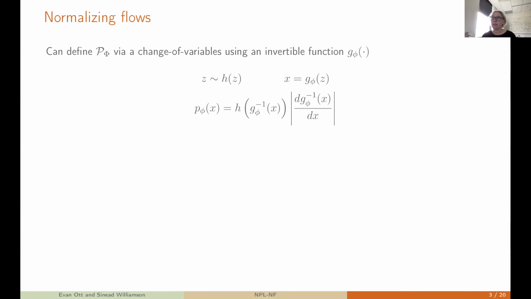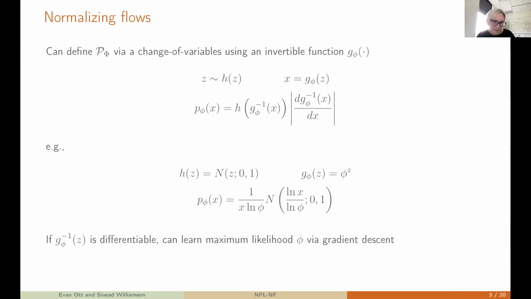Okay. And if I've picked g sub phi to be invertible and differentiable, then I can calculate the PDF of the resulting distribution by looking at the PDF of the pre-image of my data under that latent distribution and scaling by the derivative of the inverse mapping, right? Or if in a more realistic setting, I've got multivariate data, that would be the determinant of the Jacobian there.